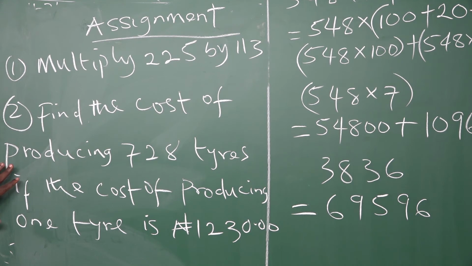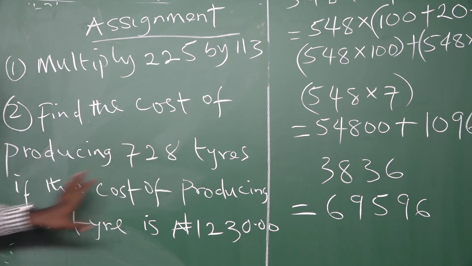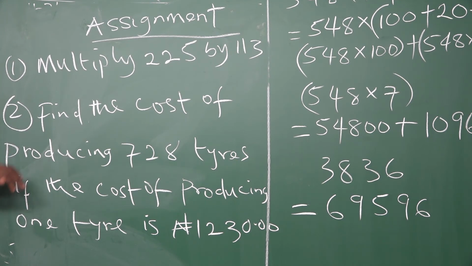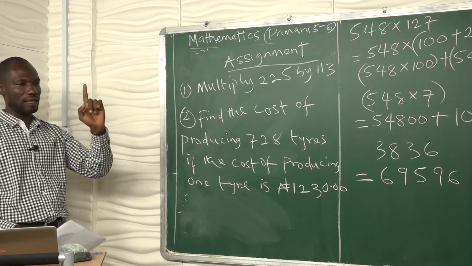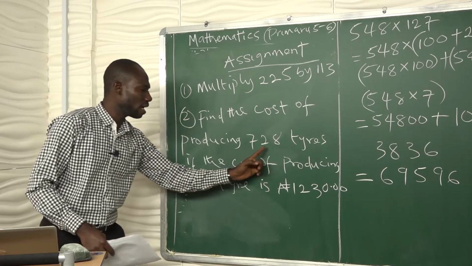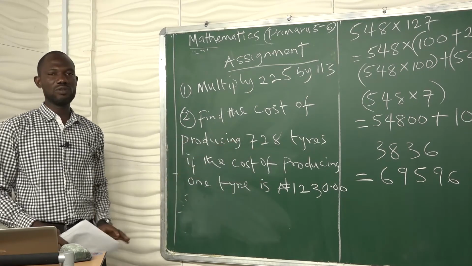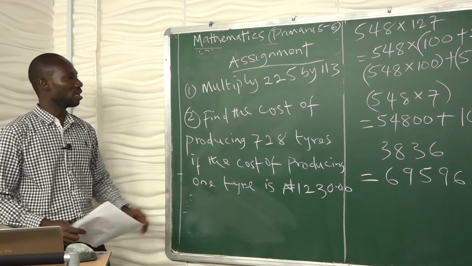Don't allow this to cause you any panic or confusion. All you need to do is to multiply the cost of producing one by 728. It will give you the answer. That's just a clue to that.